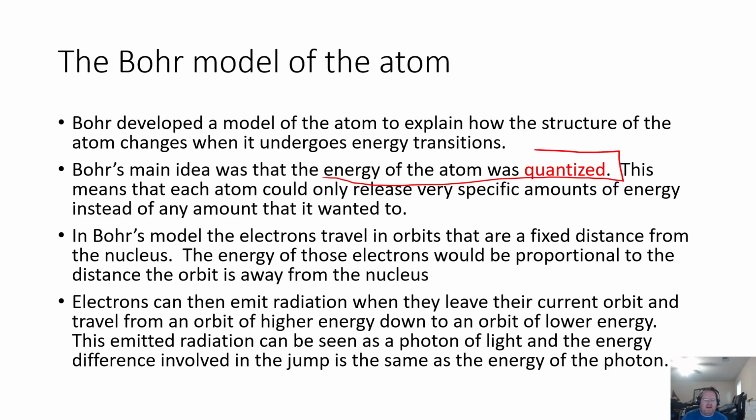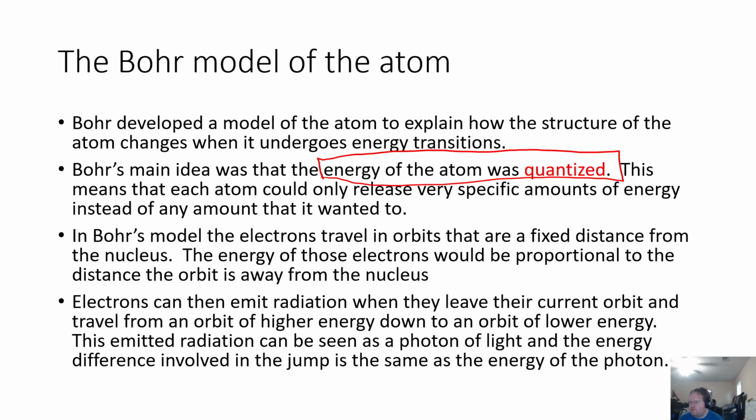So Bohr's big idea that we care about is that the energy of the atom is quantized. What this means is that an atom can only release or absorb very specific amounts of energy. You can't just absorb any amount when you interact with it. That's why in the previous slide you saw lines at specific wavelengths. Each of those corresponds to an electron moving from one quantized energy level to the other.